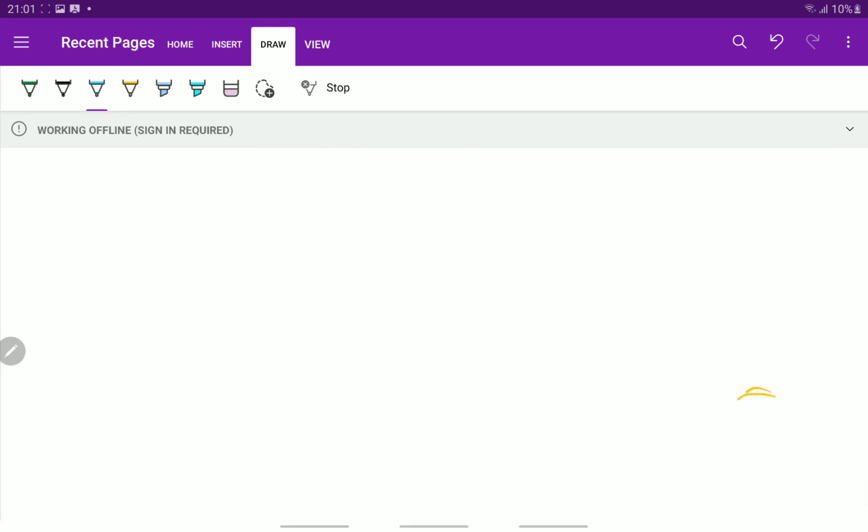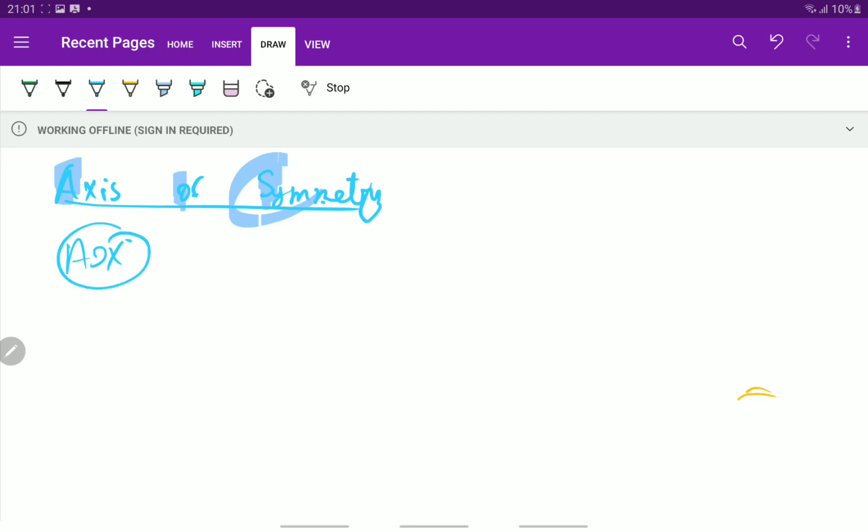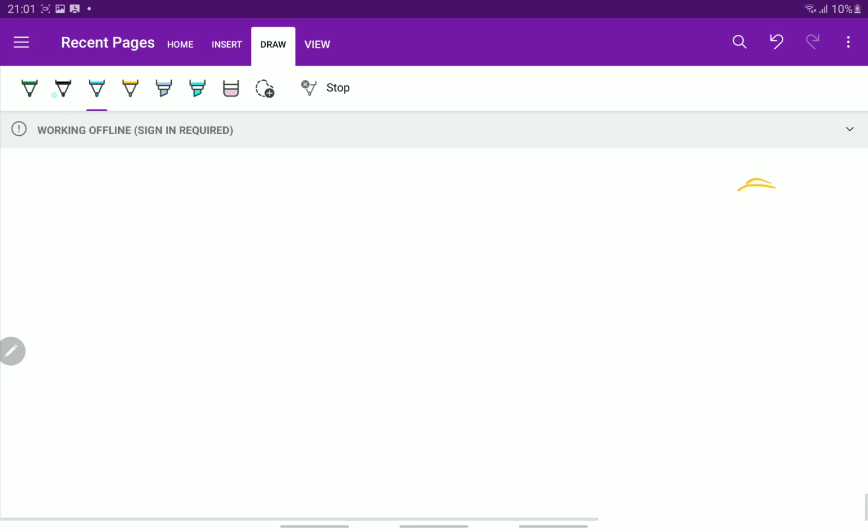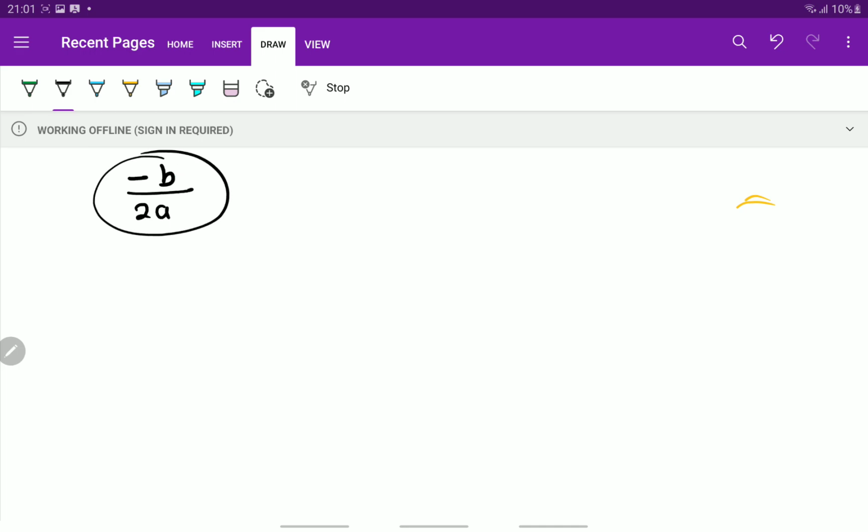Now, let's look into the axis of symmetry. For the rest of the video, I'll be just referring to the axis of symmetry as the AOS. I'm not sure why I'm doing this, but that is just what we'll be referring to it as. Right. So axis of symmetry can be given by the rule minus b over 2a. What is the axis of symmetry?